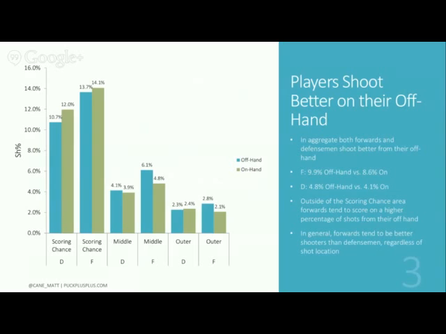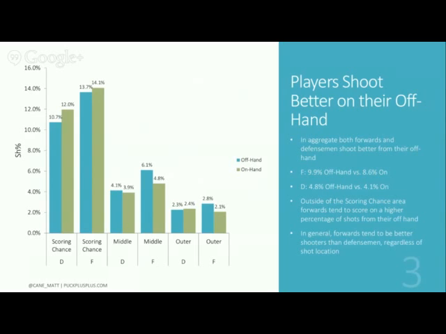The other interesting thing is that in general, forwards tend to shoot better than defensemen, even after we correct for where they're shooting from on the ice. So, at least intuitively, you would think that the majority of the advantage that forwards have is that they tend to shoot from closer in, from higher percentage areas. But what we see when we look at the data here is that no matter where they're shooting on the ice, they're simply better shooters.